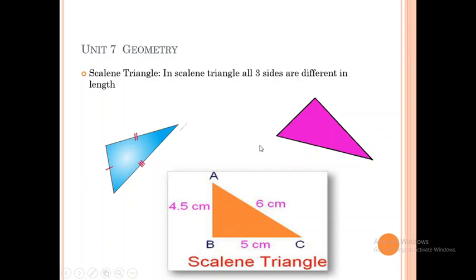You have to identify them and learn their names. This is in your syllabus. You will feel it interesting and you can learn it easily.